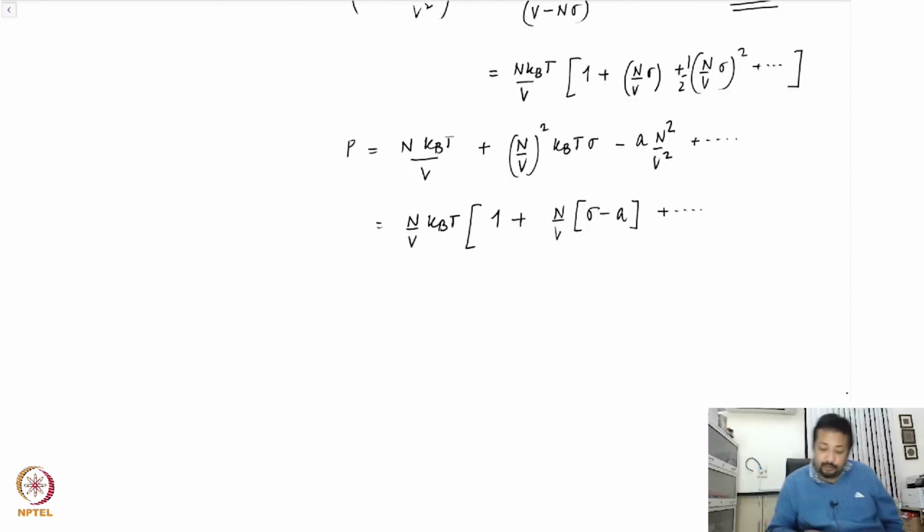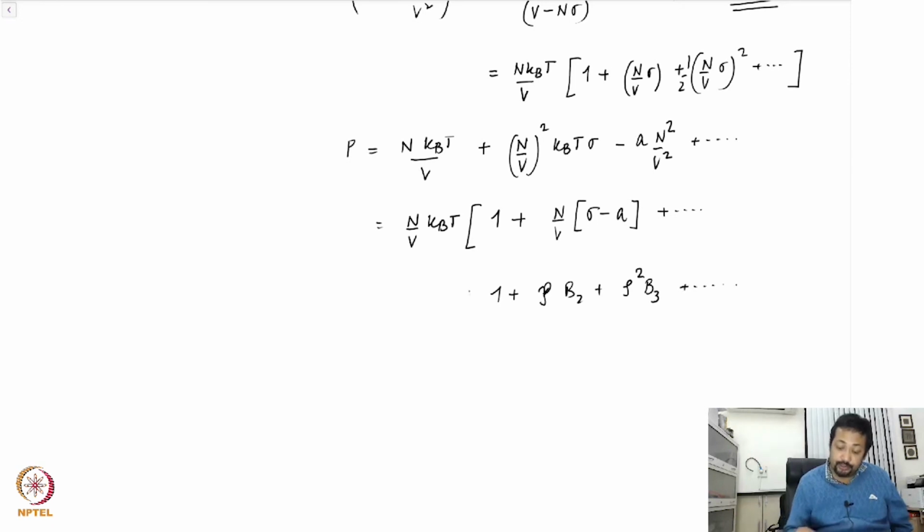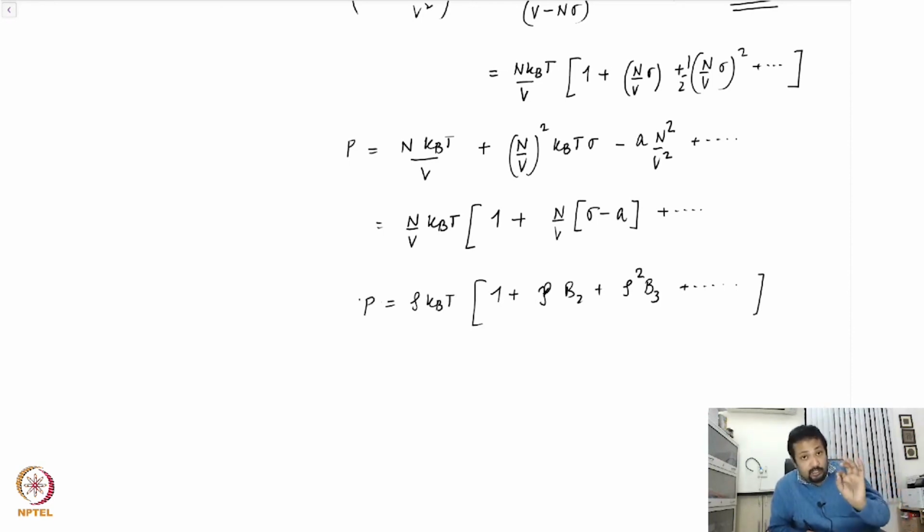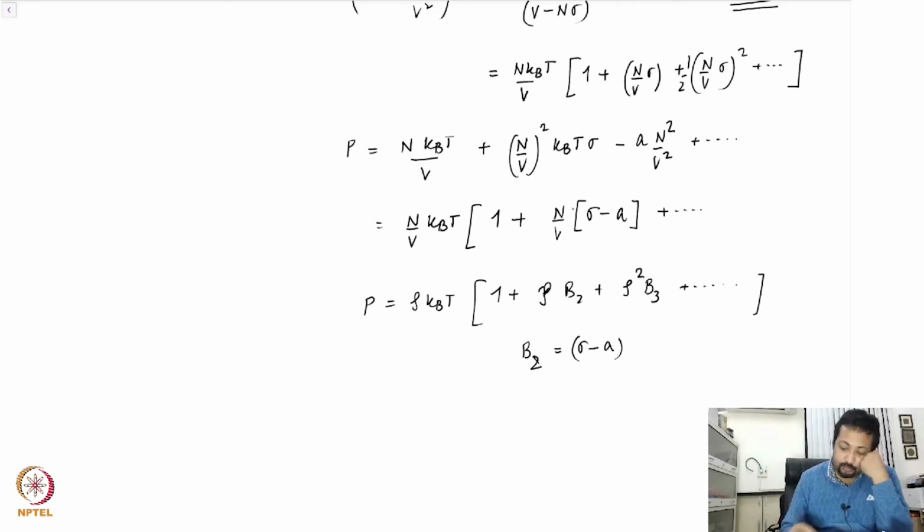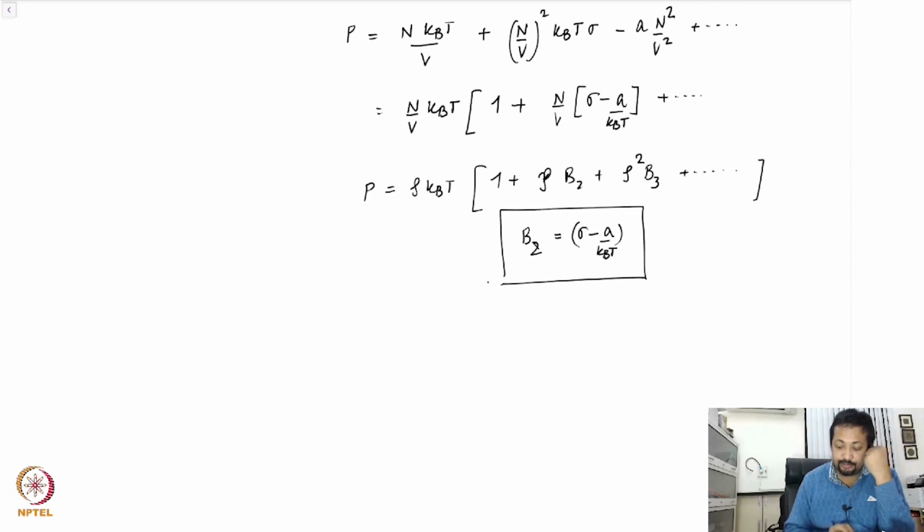So that your second virial coefficient, you see that this expansion clearly has 1 plus rho times B2 plus rho squared times B3, so on and so forth. This is rho k_B T equal to P. So even this phenomenological equation, which actually describes lots of gases, can be written in the same form that we arrived at when we looked at the interacting system. And clearly here, the B2, the second virial coefficient, is going to be sigma minus. Sorry, one has to be careful. If I have taken k_B T outside, this has to be a over k_B T. a has the dimension of this thing, right? So this is your second virial coefficient.